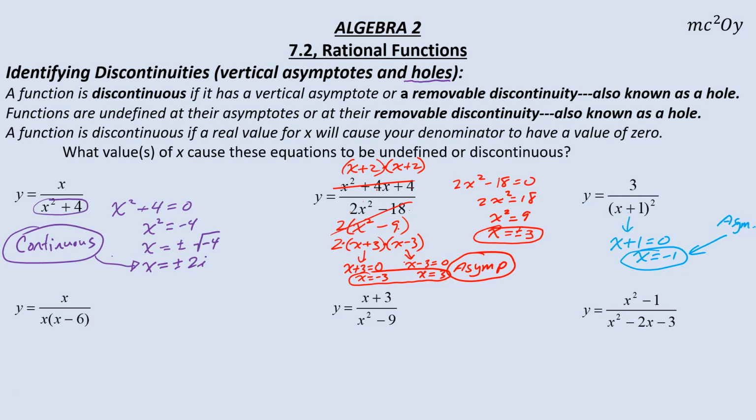This next one, I'm looking at it. The denominator's already factored for me. Can I cancel anything out of the numerator and denominator? Well, notice I have an x and an x. I can cancel out an x.